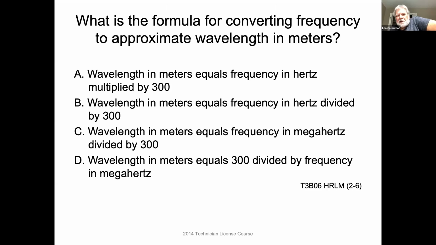So you got it, Cody. Wavelength is frequency in hertz divided by 300? B. It's B. Wait a minute, we got different answers. I think it's D. One of the things you do have to remember for this formula is that the frequencies we're working with are in megahertz, not in hertz. We're dealing with megahertz. D.